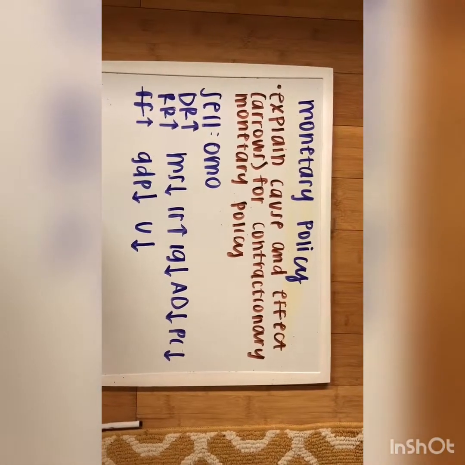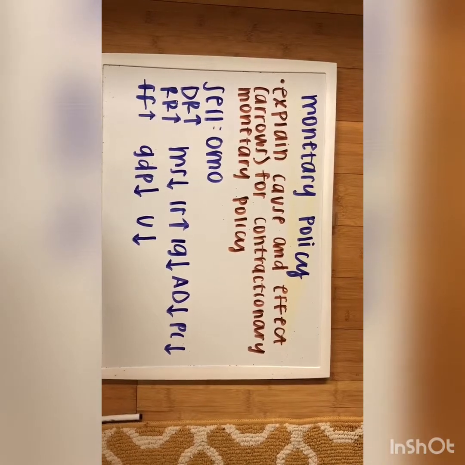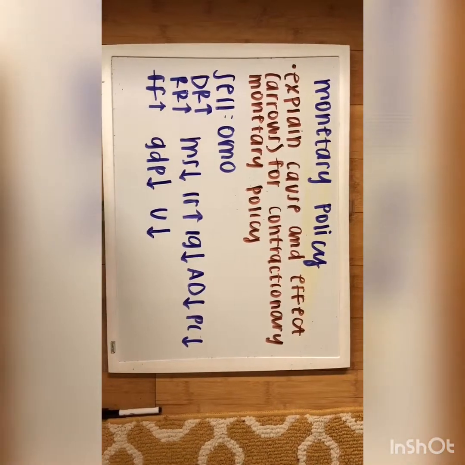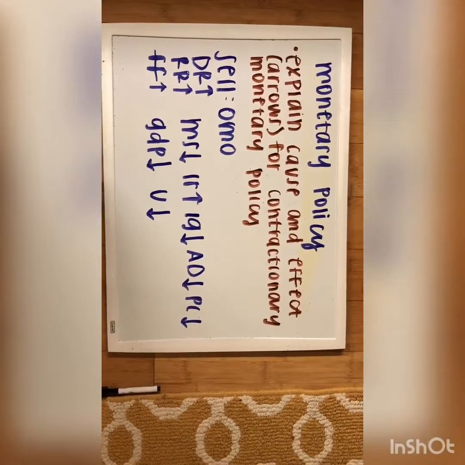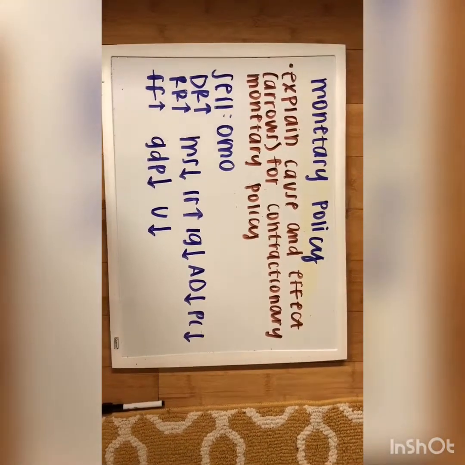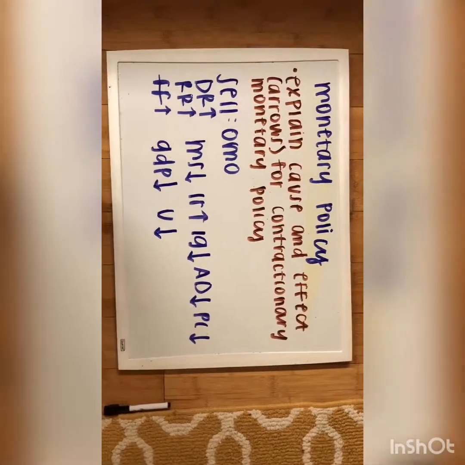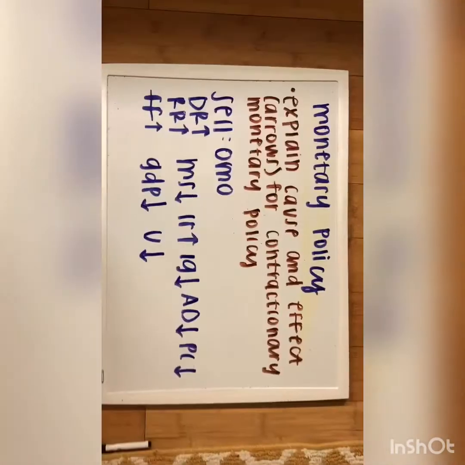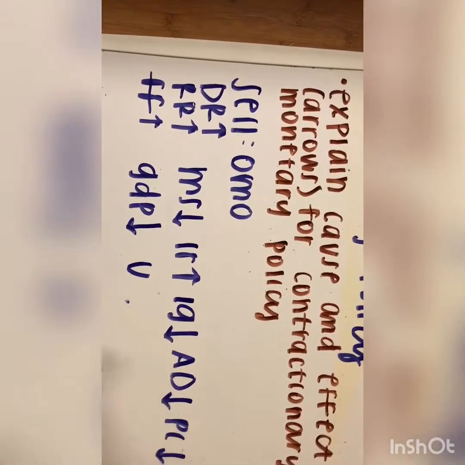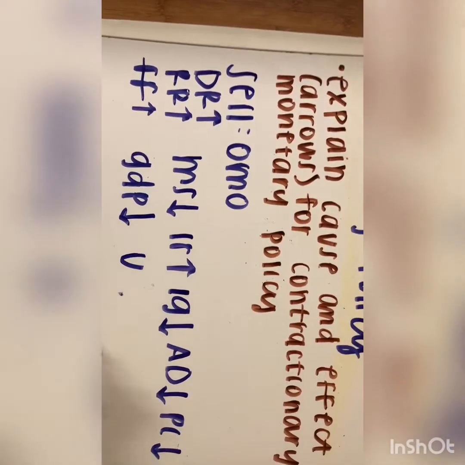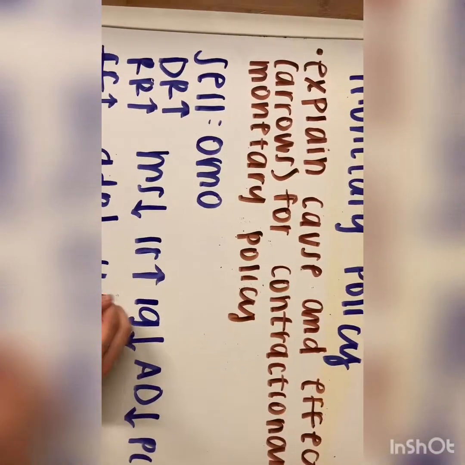Then for any of these scenarios, if the government chose to enact one of these, it would decrease the money supply, increase interest rates, decrease government spending, decrease aggregate demand, price level, and GDP, and increase unemployment.